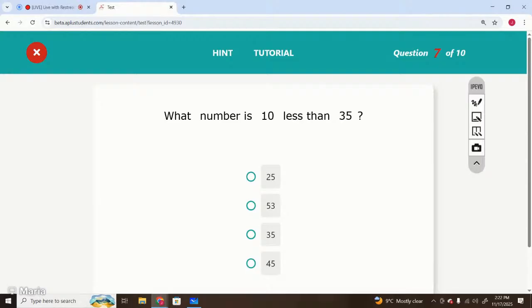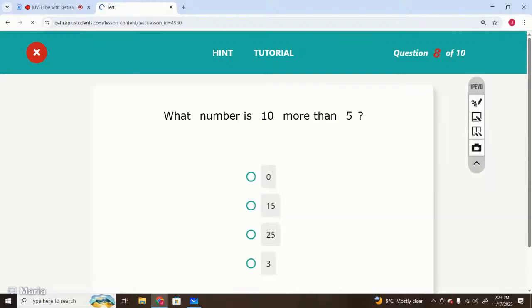Which number is 10 less than 35? So 10 less than 35 means you need to subtract from the tens digit. So 35 minus 10 is 25. Option number 1 is the correct option.